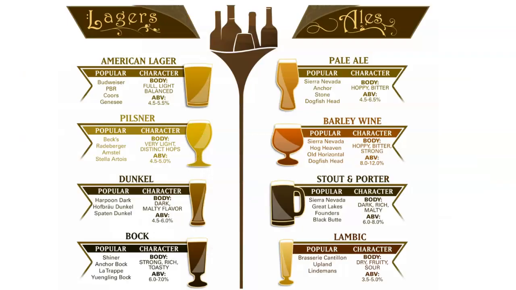This slide breaks down the difference between lagers and ales. On the left, we can see those bottom fermenters, lagers. This is where you're going to get things like American lagers like Budweiser, PBR, Coors, pilsners like Beck's, Dunkels like Harpoon, or a Bock like Shiner. And on the right-hand side, we see those top fermenters, the warm fermenters: your pale ales like Sierra Nevada, Anchor Steam, barley wines like Sierra Nevada makes or Dogfish Head, stouts and porters. You might find Guinness in this category, or Great Lakes, and Founders makes a really good porter, in fact. And you even have Lambic in this category for your top fermenters.